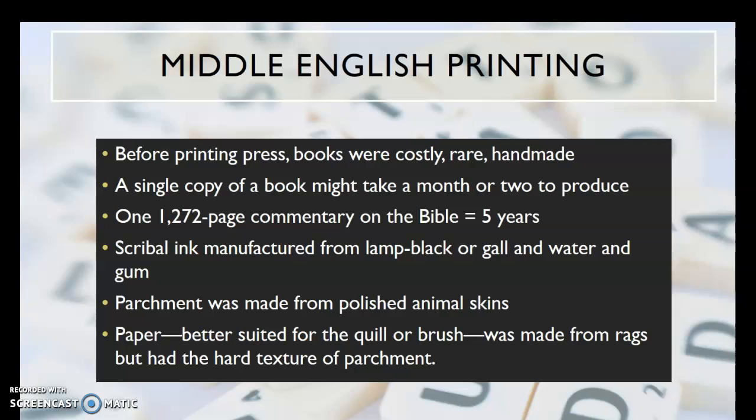The means of production weren't cheap either. Scribal ink came from soot from lamps, or gall in water and gum, and if you're familiar with the term, galls are the growths that form when insects lay their eggs on plants, and it's very Harry Potterish. The parchment scribes originally used was made from polished calf or kid skins. So newborn and stillborn animal skins were actually the most expensive types of parchment because of their supposedly superior quality.